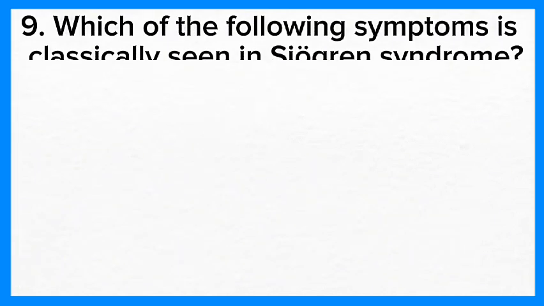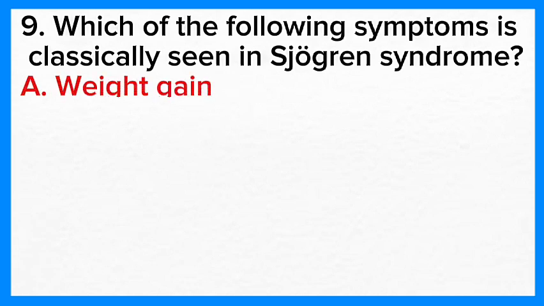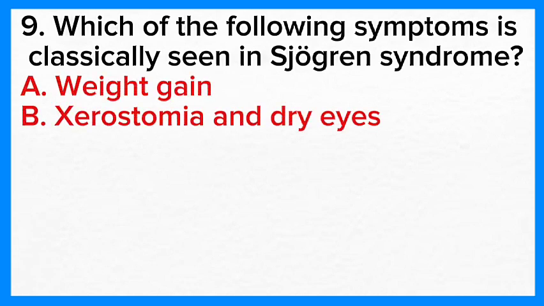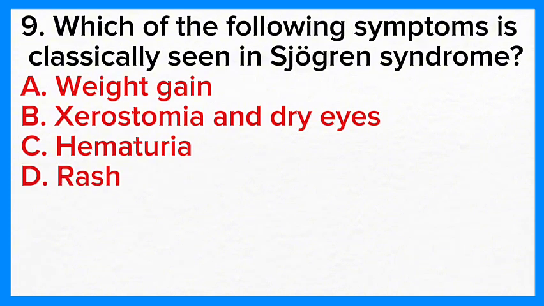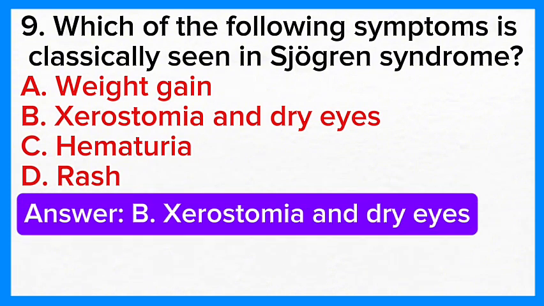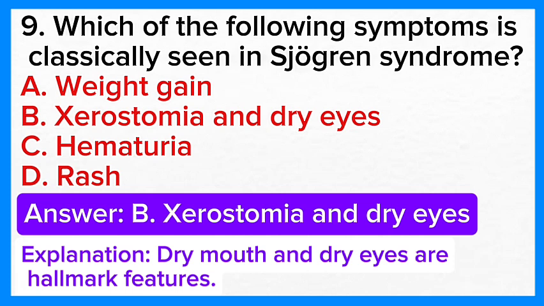9. Which of the following symptoms is classically seen in Sjögren syndrome? A. Weight gain, B. Xerostomia and dry eyes, C. Hematuria, D. Rash. Answer: B. Xerostomia and dry eyes. Explanation: dry mouth and dry eyes are hallmark features.